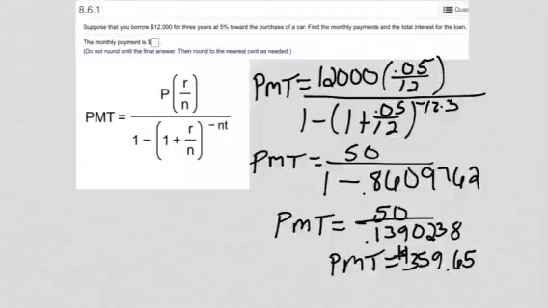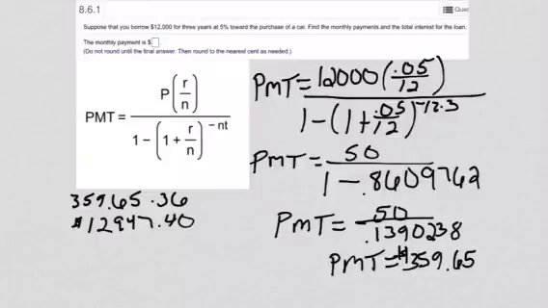And so we're going to take our payment amount, which is $359.65, and multiply that by 36, because that's how many payments we'll make within those 3 years. Multiplying those two numbers, we get $12,947.40. So that's how much total we'll pay over the 3 years.